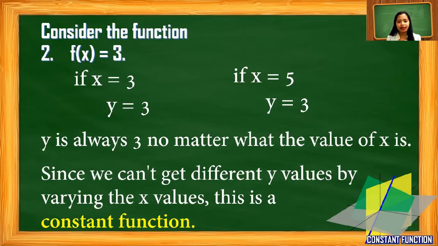Since we get the same y value even as we vary the x values, this is now a constant function. So from this, always remember that f of x is equal to y, and that is the general form of a function. Here, we have substituted x is equal to 3 and the value of our y is equal to 3. And with a different value of our x, y is equal to 3 still. So that becomes a constant function.